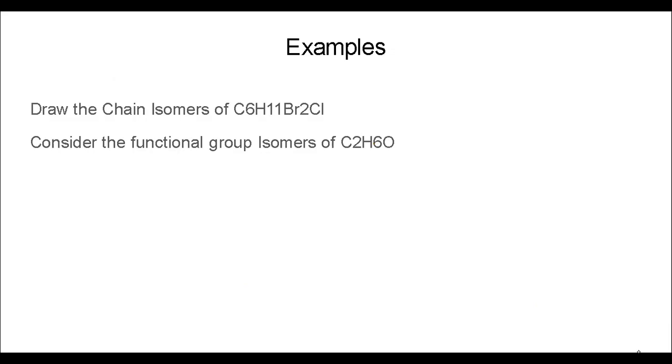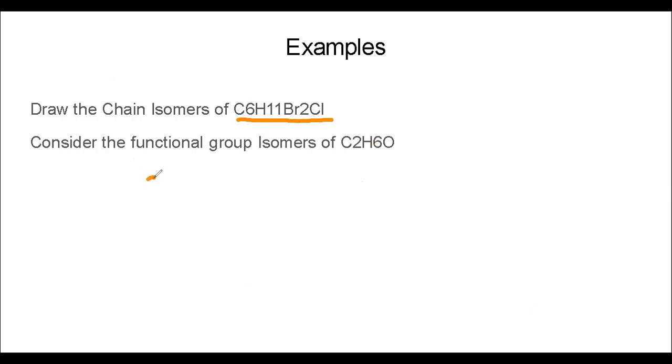That's the hardest. Okay, that's the most difficult you can have. So you can practice that. I didn't complete it. I just explained other ones that you can have for that. But you can try to complete yourself based on my explanation. So this one, I'll just start it off and then you can draw the rest because I still have other things to touch on. All right, so draw the chain isomers of C6H11Br2Cl.